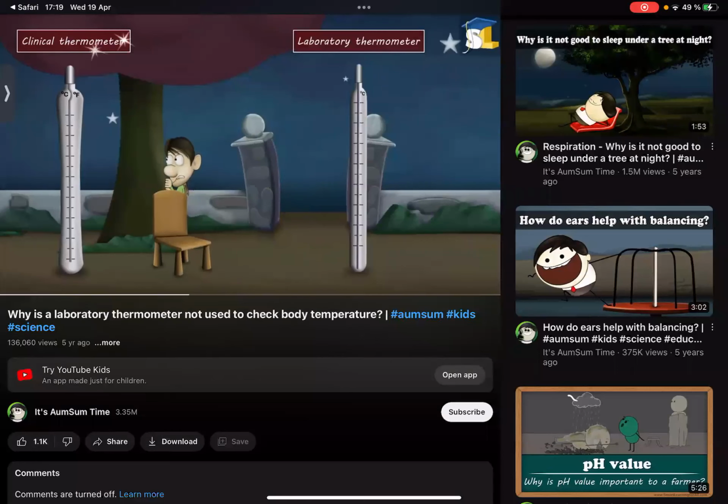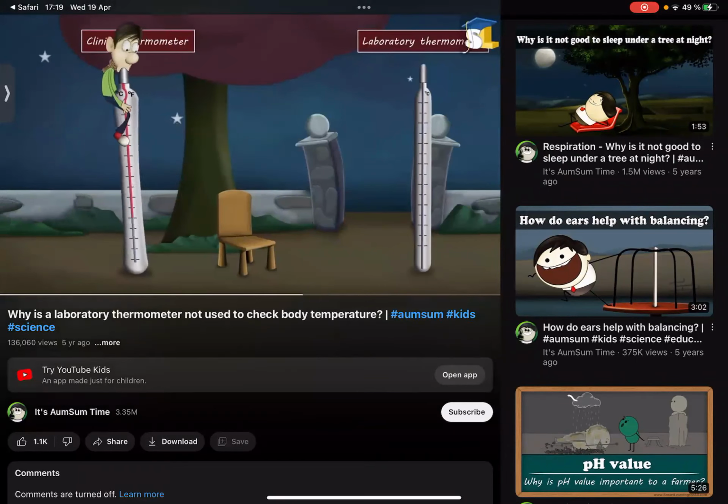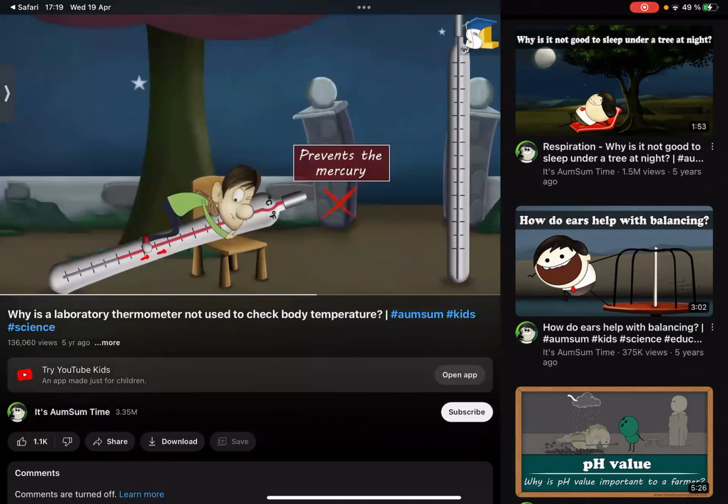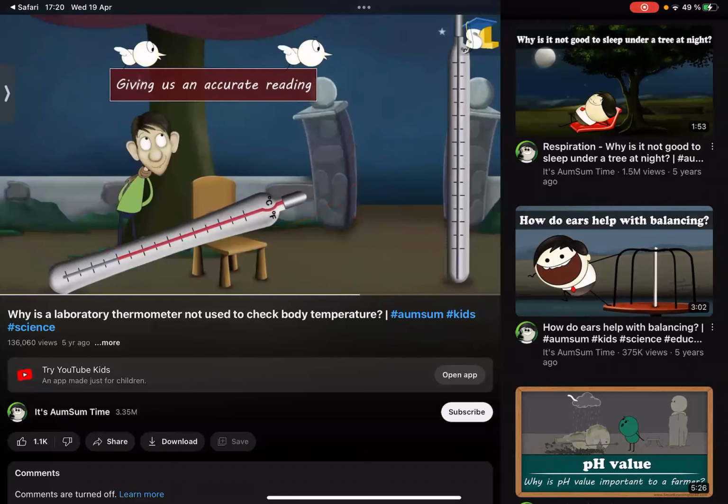This is called a clinical thermometer. A clinical thermometer is different from a laboratory thermometer. Oh, seems like you have made your choice. A clinical thermometer has a kink. When we check our body temperature, the kink present in it prevents the mercury from falling back down, thus helping the thermometer to hold the temperature recorded by it and giving us an accurate reading.